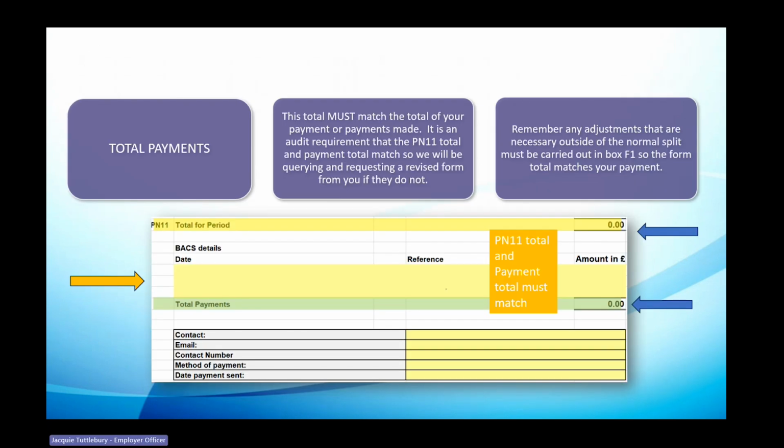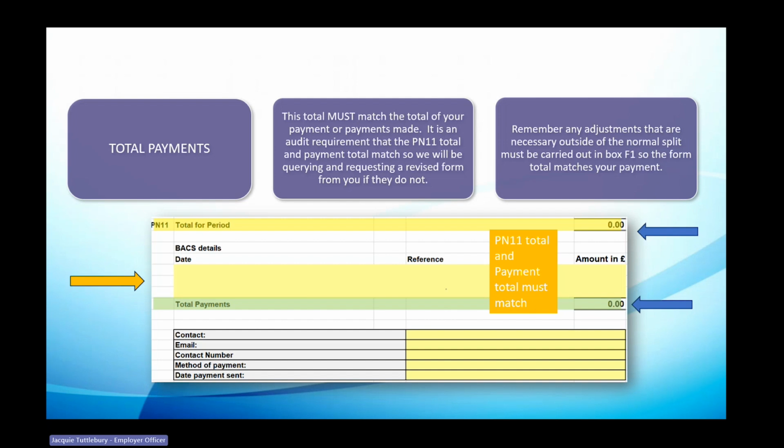And then we reach the bottom of the page and the total payments which you need to fill in. Here you can see in the total payments box, there's room to include more than one payment. So if you want to pay us several payments, which add up to the total of the PN11, then that's absolutely fine. But the critical thing to remember here, and probably the element that causes most queries, is the total, which is pre-calculated for you, must always match the total that you're paying to us. It's an audit and a fund requirement that payments and totals of the PN11 match.